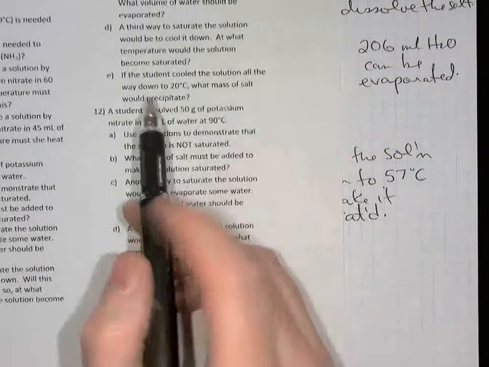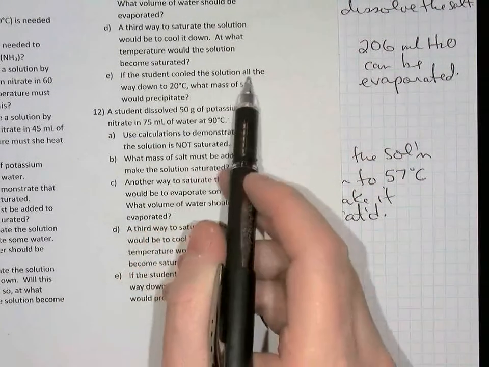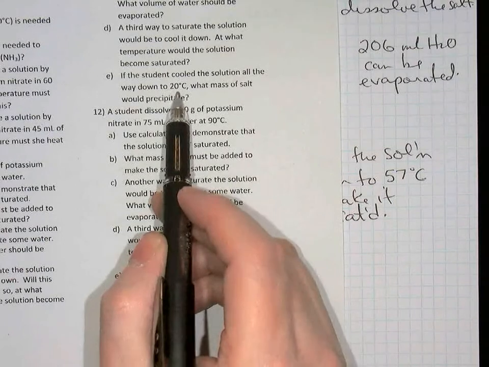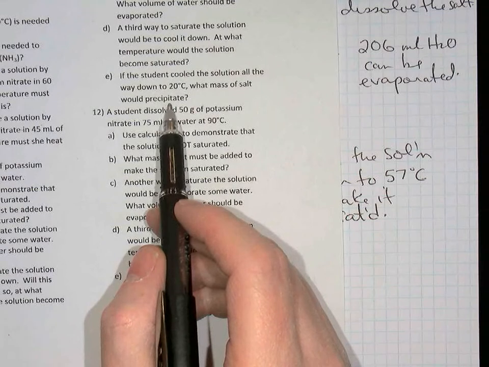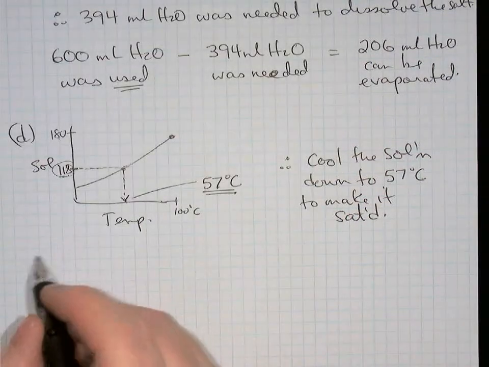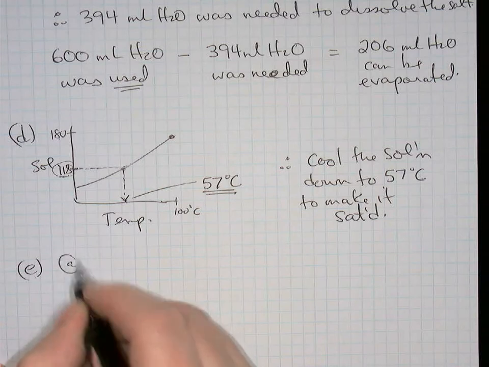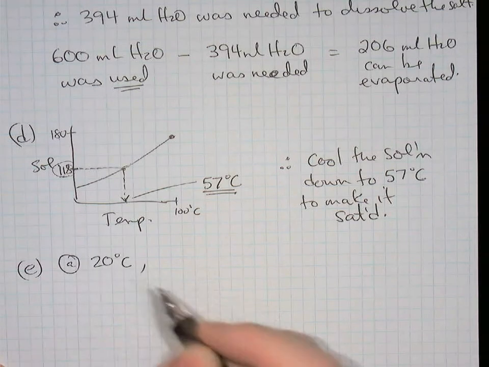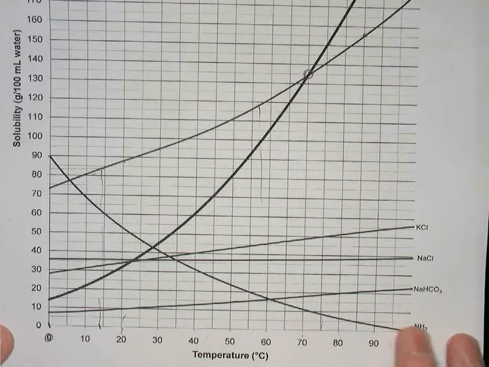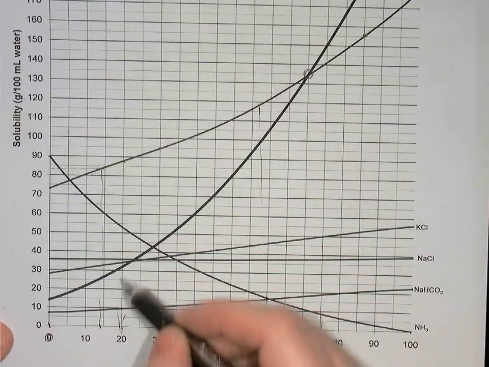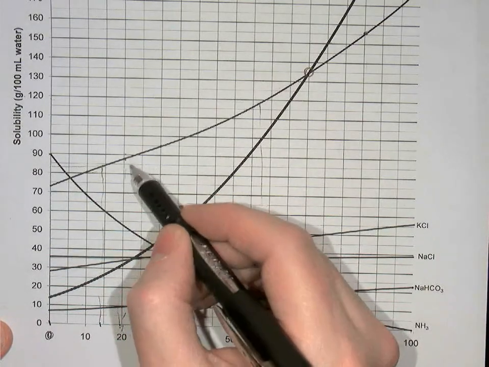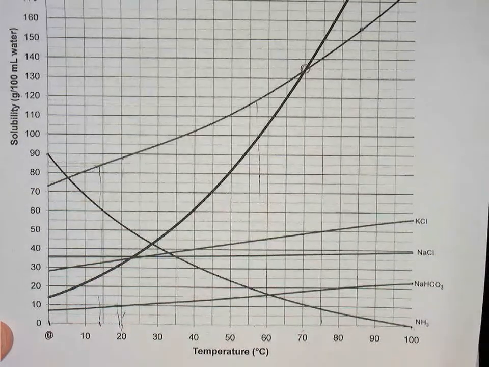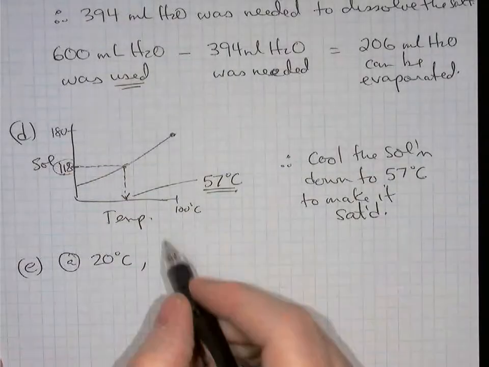The last part of the question says, if the student were to cool the solution all the way to 20 degrees, what mass of salt would they see as a precipitate? Okay, so they cool it down to 20 degrees. So let's note, at 20 degrees Celsius, what's the solubility of the salt now? Well, again, we grab our graph, 20 degrees, we go up to the sodium nitrate curve, and we're between 85 and 90, a little bit closer to 90, so I'll say 88 grams per 100 mils.